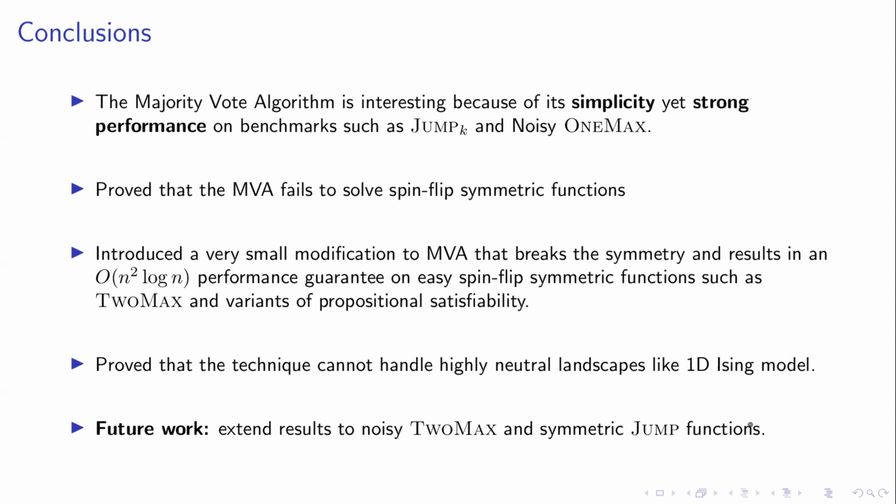This spin flip symmetry. You mentioned that the SAT formulas you considered have this property, obviously, and the Ising model has the property. Are there any other problems? Is that a common property of combinatorial optimization problems?